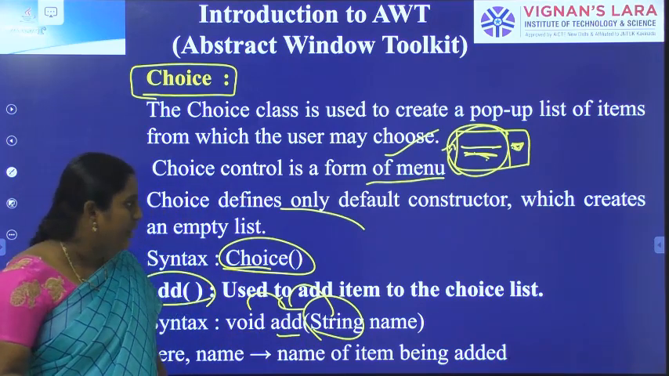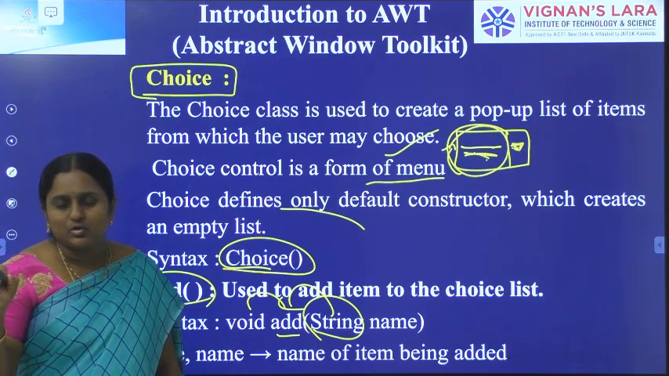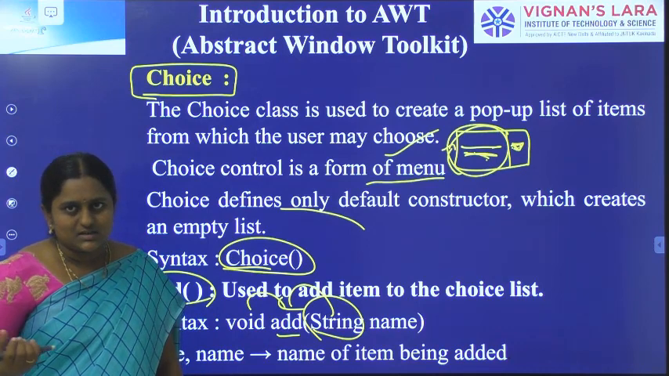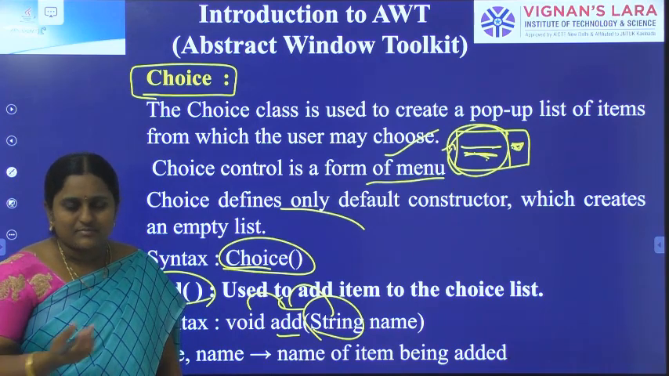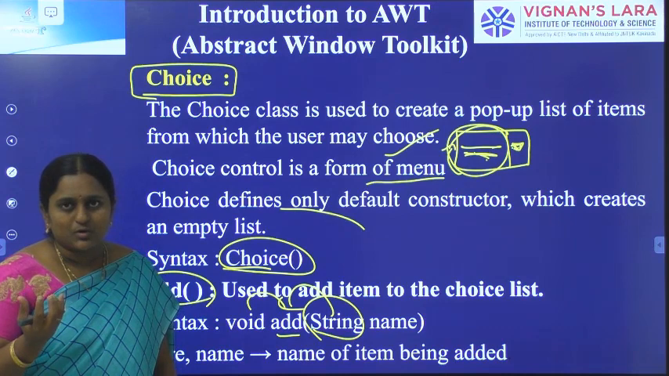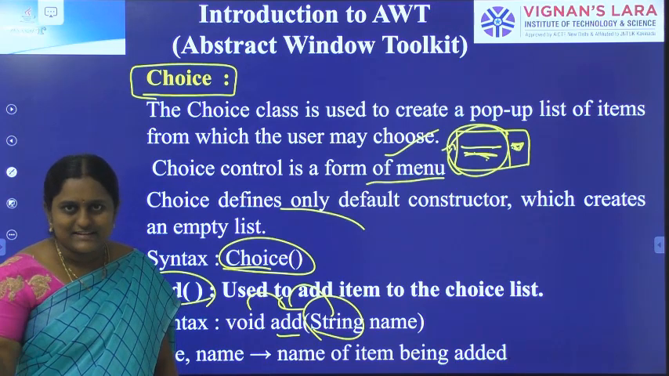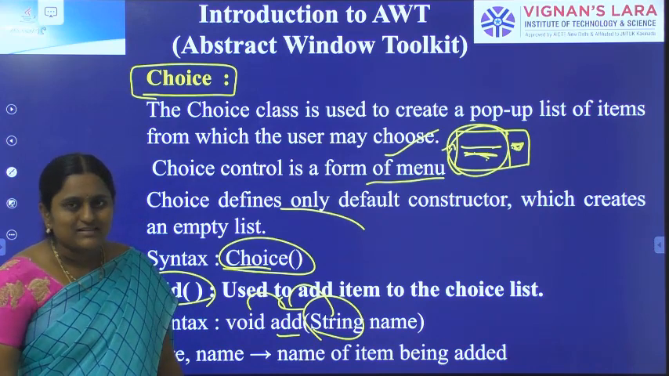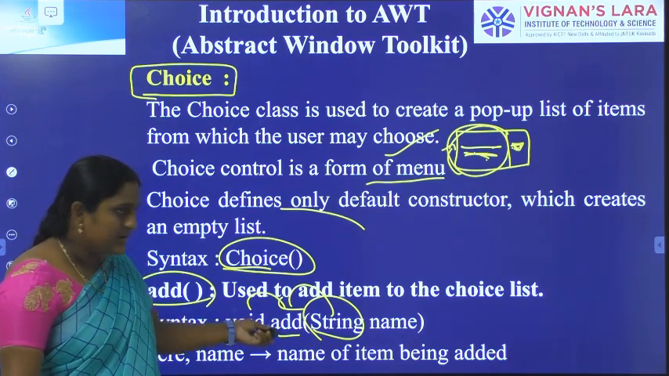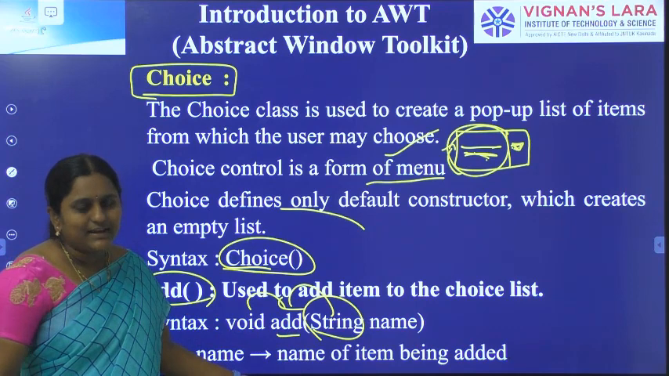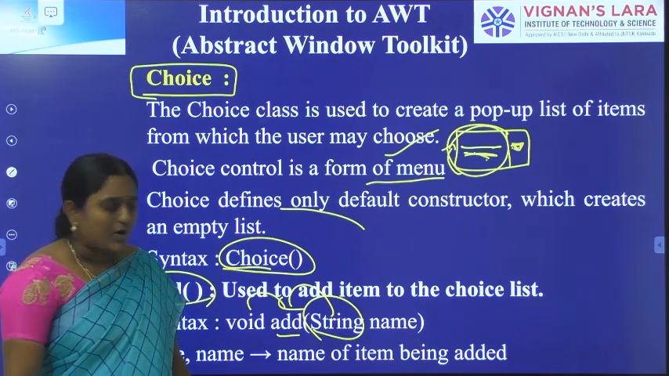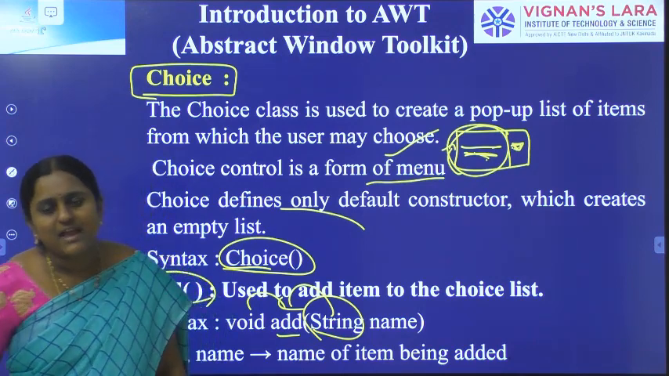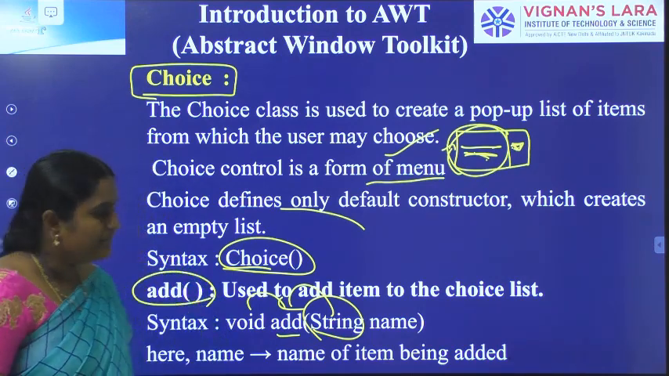Suppose we have to create an object: Choice c = new Choice(). Let us take an example of subjects, like C, Java, Python programming, DBMS, OS. A number of subjects are there. Whenever I create an object of the class, by using the add method we can add items in the Choice. Here, name means the name of the item being added. What is the item we have to add? That indicates the name.